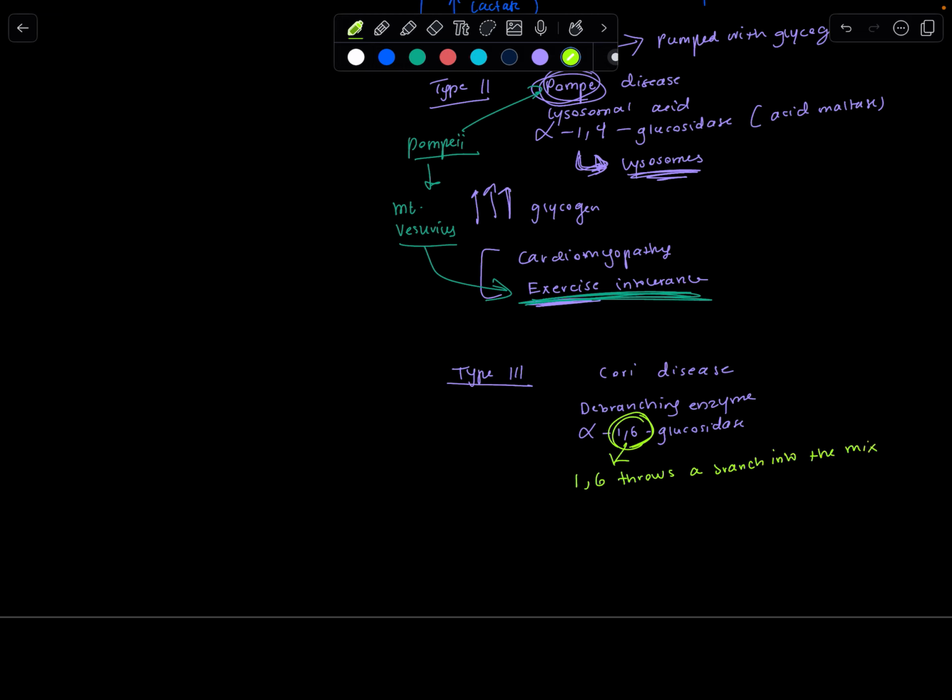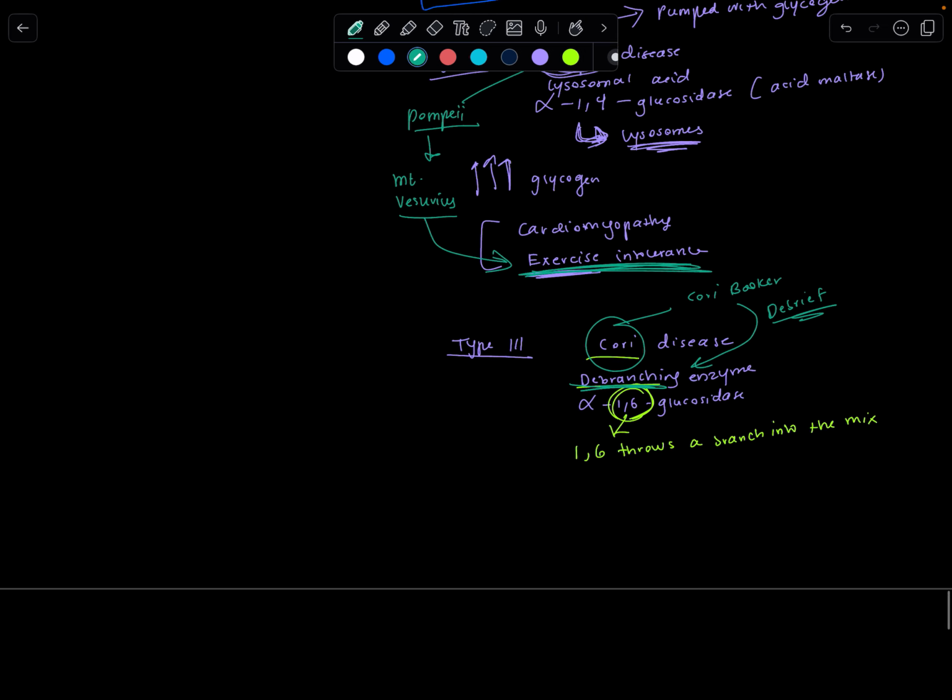And the way that I remember to associate Cori disease with debranching is that I like to think of Cory Booker, who is a senator, and he was also a presidential candidate at some point, I think. I just imagine him doing a press debrief. Debrief for debranching. So Cori disease is associated with the deficiency in the debranching enzyme alpha 1,6-glucosidase.